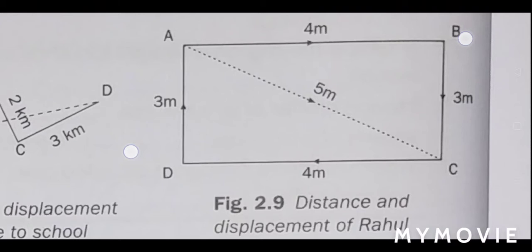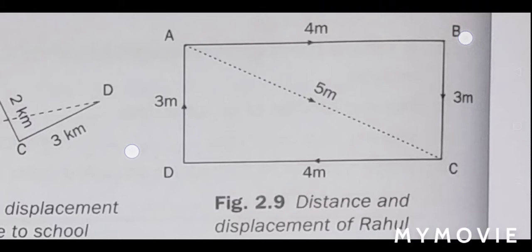But when we calculate the displacement, we know it is the shortest distance from the initial point to the final point. Here the initial point is A, and the final point is also A, the same point. So the displacement we get is 0, because he reached the same point again.